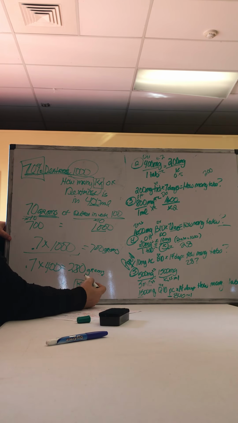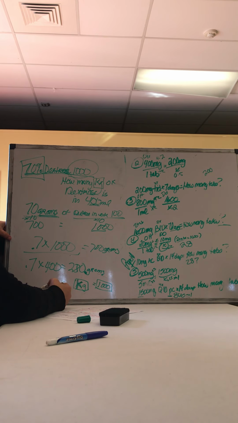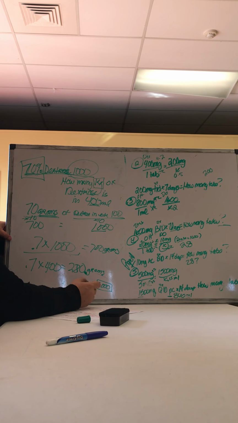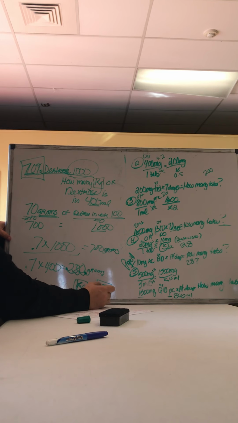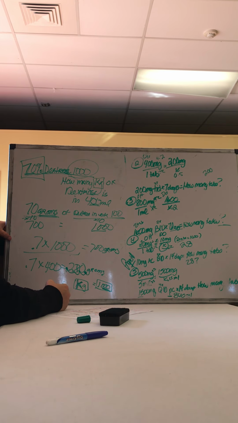So how many kilograms? So we know that kilograms are bigger, right? Anything when it says kilo, it's bigger. So how many grams does it take to make a kilogram? Kilograms are always 1,000. So we're going to have to move our decimal place. Right now our decimal place is here. To make it a kilogram, you have to move it 1, 2, 3. Because there's 3 zeros, you move it 3 places. So they asked that question. That's what they asked. 0.280 kilograms.